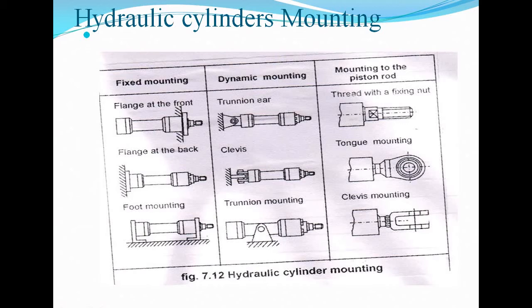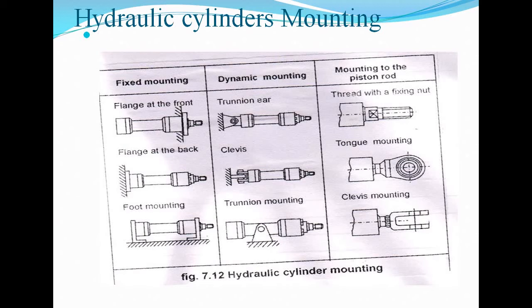Okay, this is the flange at the back side. And this is the foot mounting. This is the L-shaped bracket, and that is fitted at the foot, or it is fitted at the ground. Under dynamic mounting, there are trunnion ear, then clevis, and then trunnion mounting. So these are the three types under dynamic mounting.